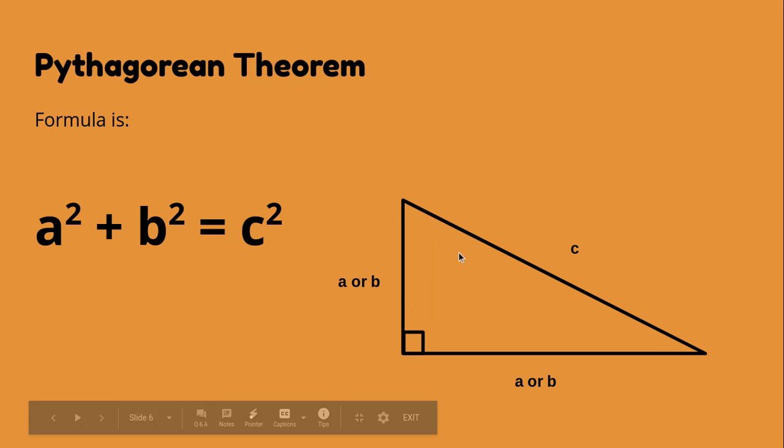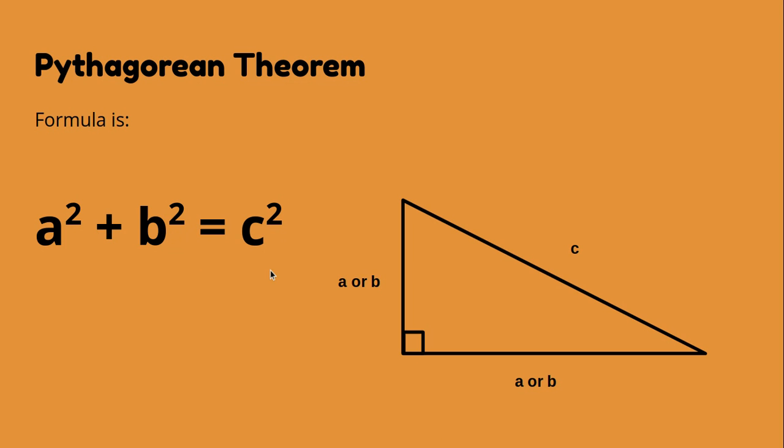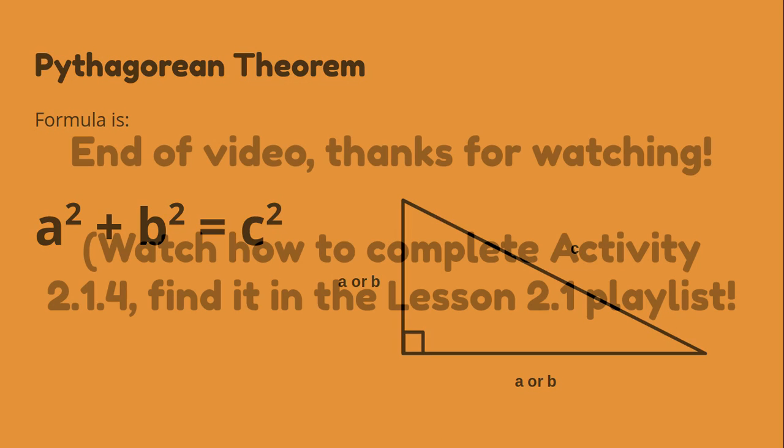So c is always going to be the hypotenuse, which is across from the right angle, and a and b can be switched. That's the commutative property. So whether you see a or b, it doesn't matter which one. It can be either, and it won't change the answer.